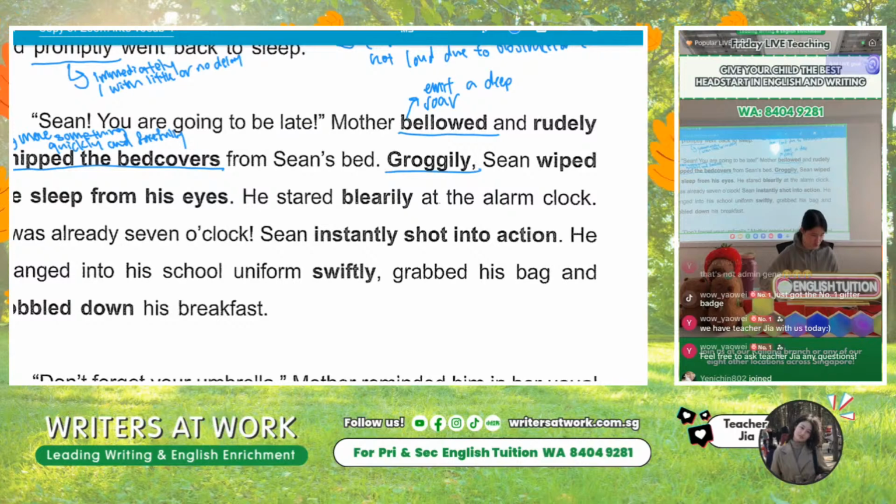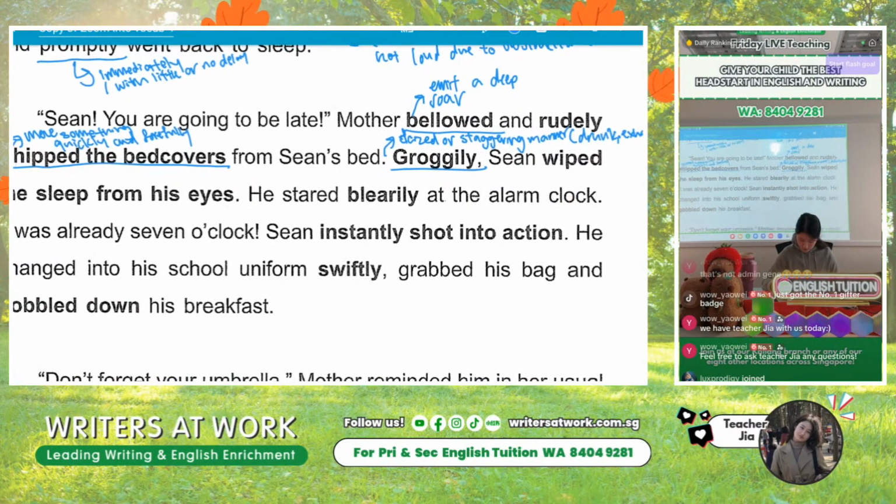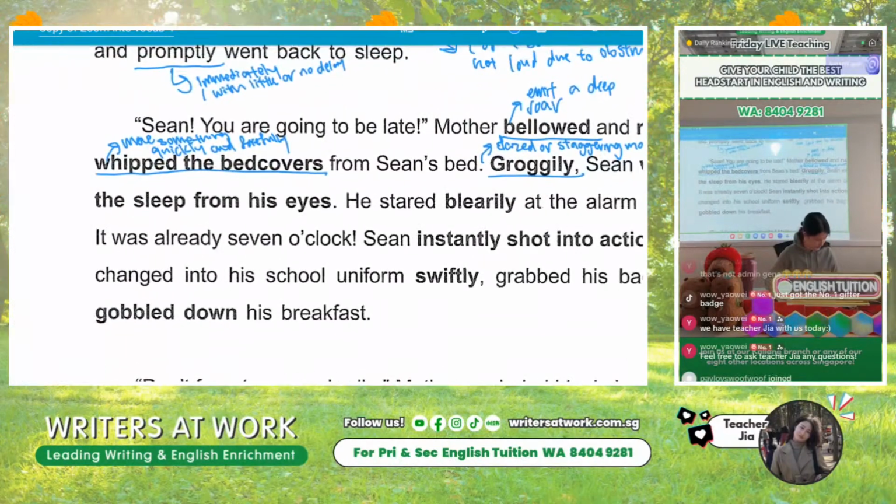Groggily refers to in a dazed or staggering way, or staggering manner. Okay. So it can be due to someone being drunk, or someone being exhausted. Okay. Groggily, Sean wiped the sleep from his eyes.